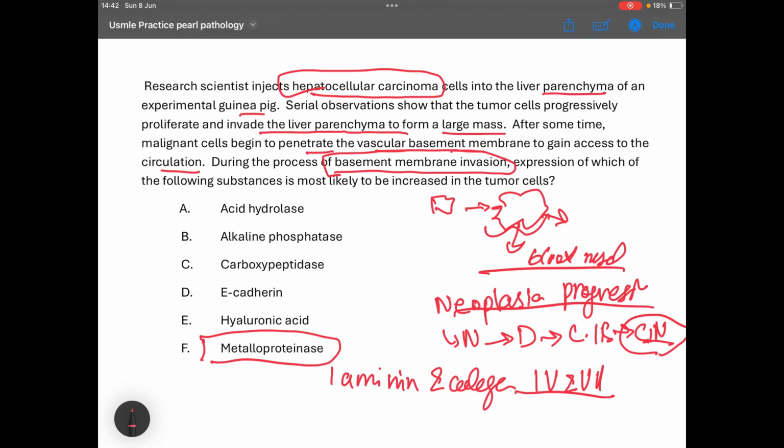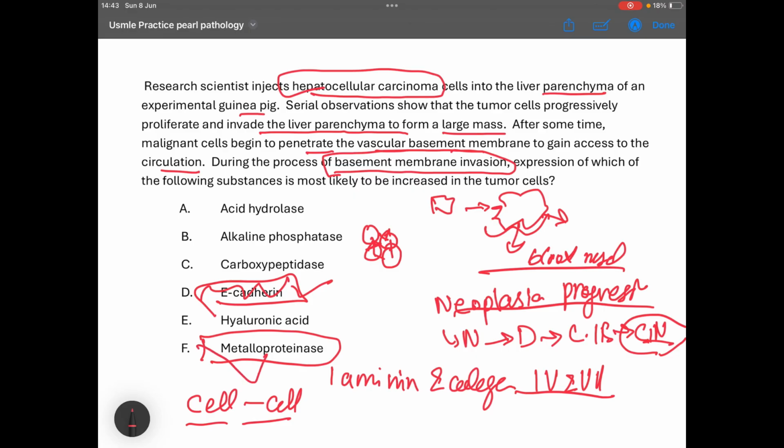One more important point: the cells are attached with each other through cell contacts. If they are talking about a breakdown of cell-to-cell contact, then decreased expression of adhesion molecules is the responsible thing. But the right answer here, for how the basement membrane is destroyed, is the metalloproteinases.